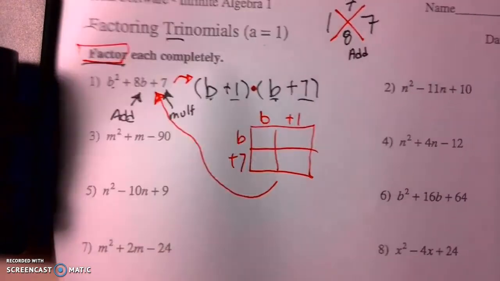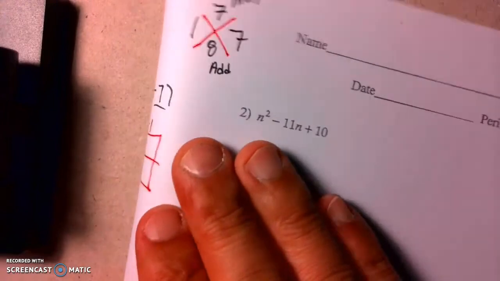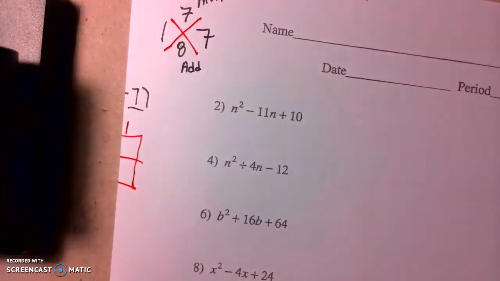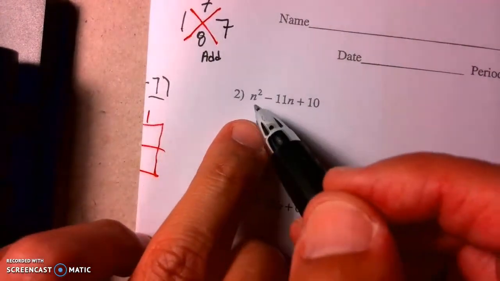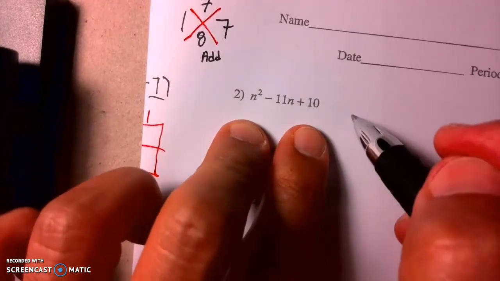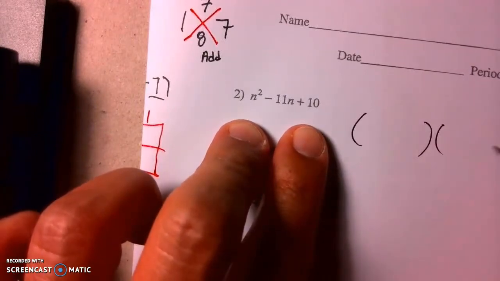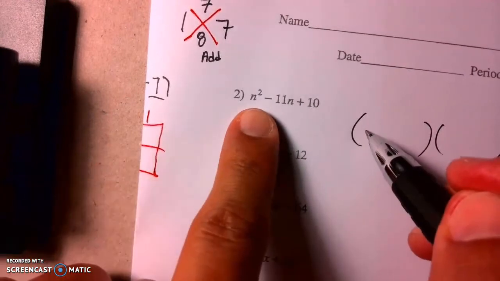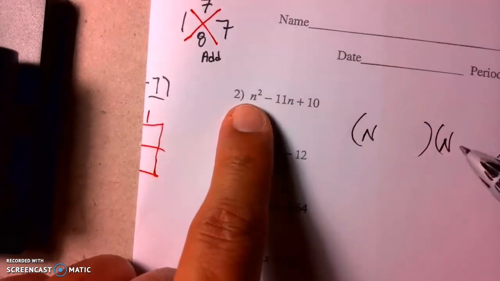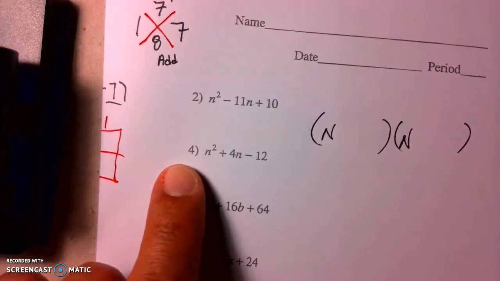All right, let's try one more, and then we'll go to the back page there. Let's look at number 2 here. This one is n squared plus 11n plus 10. This is going to ask you to factor, so what we'll do is kind of set it up: parentheses times parentheses. The front times the front will give me n squared, so that will be n times n.